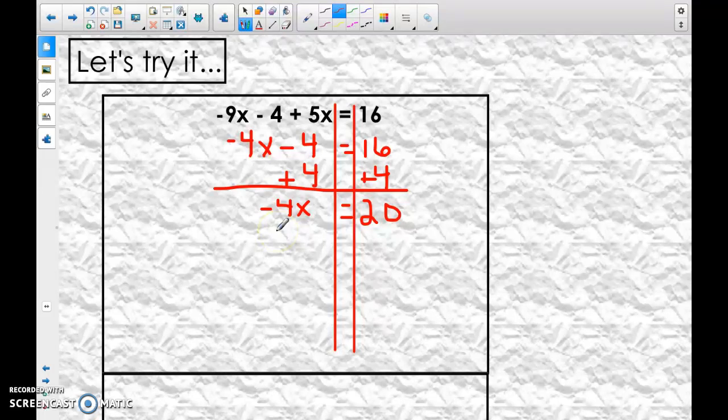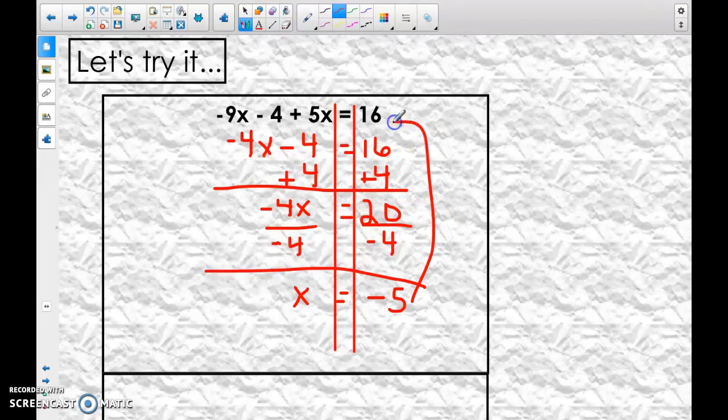Now we need to get x alone. Again, an error might be we might try and just divide by 4. But we know if we divide by 4 on this side, we would be left with negative x. And we just want a positive x. So we do need to be sure we include this negative here. So 20 divided by negative 4, we'll end up getting x equals negative 5. Again, plug it in and check. Make sure your answer makes sense.